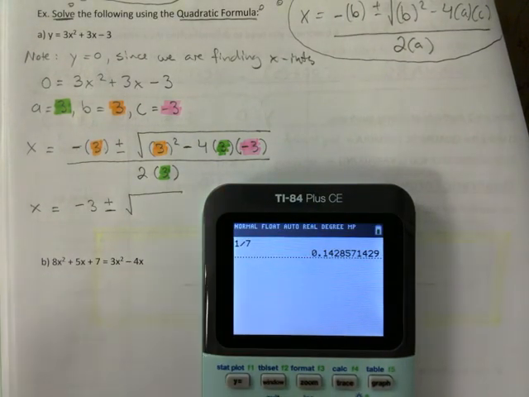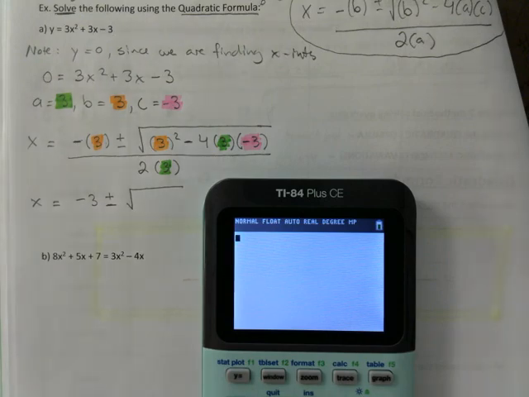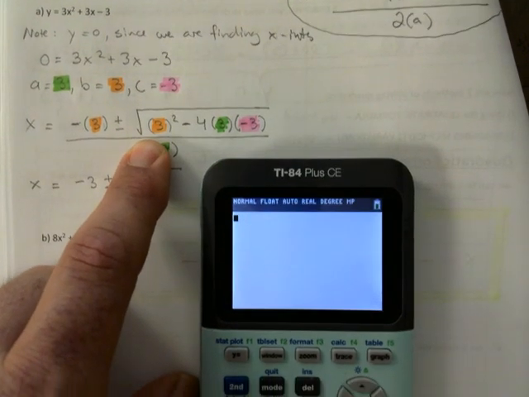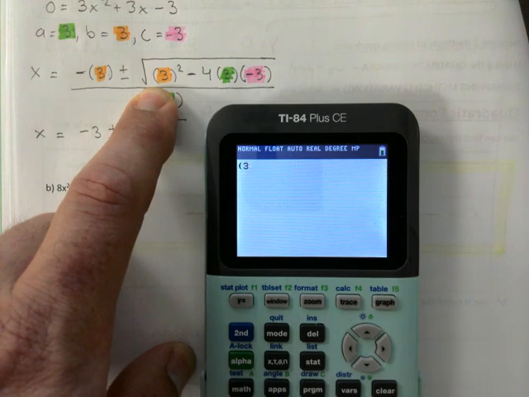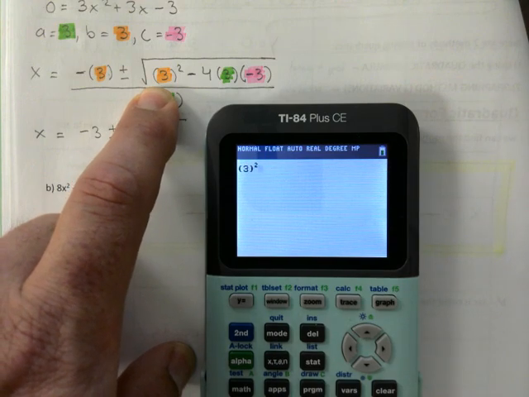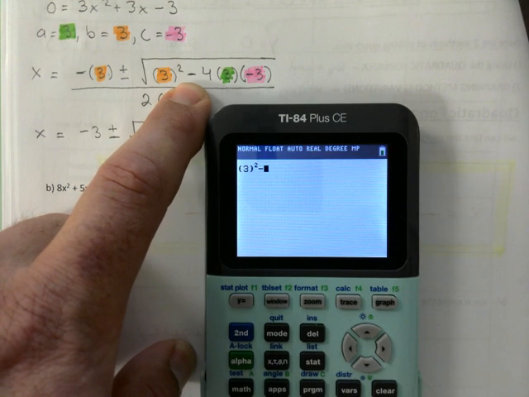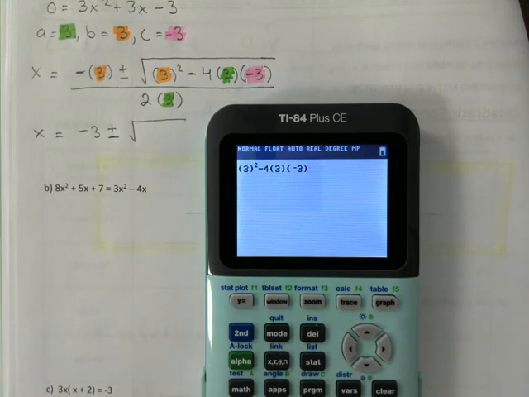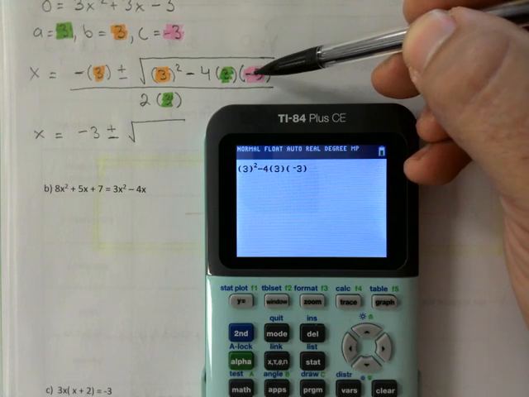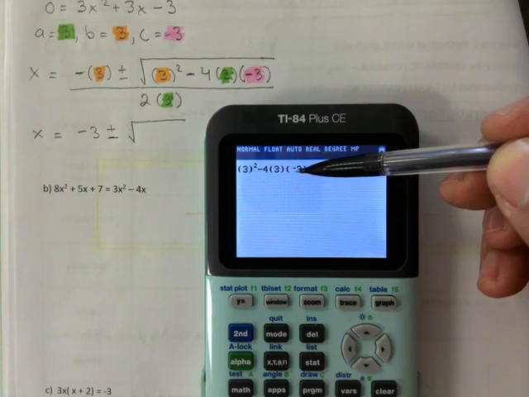I will show you the fail-safe method of doing that. Inserting it exactly the way you see it there. So bracket 3, close bracket squared, minus 4 times 3 times negative 3. You heard me right. Negative 3, right? This is a negative. So you have to use the negative button for that one.